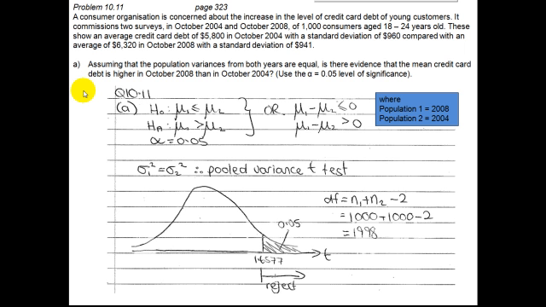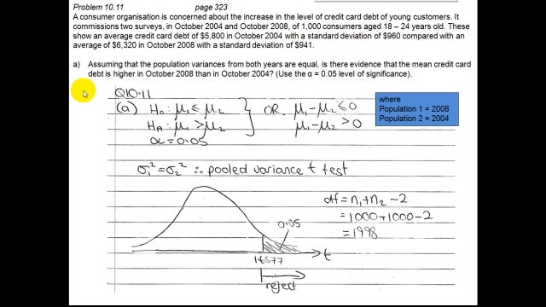The key information at this point is that we've taken two surveys. So we've got two sets of sample data relating to October 2004 and October 2008. This is quite important because it tells us that we're going to be doing two samples, which is therefore two populations. Okay, so if we keep going with the question information, these show an average credit card debt of $5,800 in October 2004 with a standard deviation of 960, compared with an average of $6,320 in October 2008 with a standard deviation of $941.